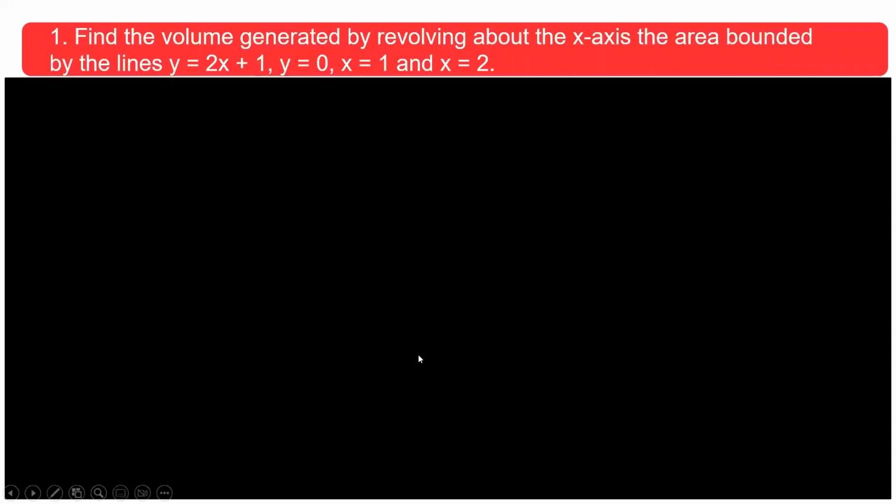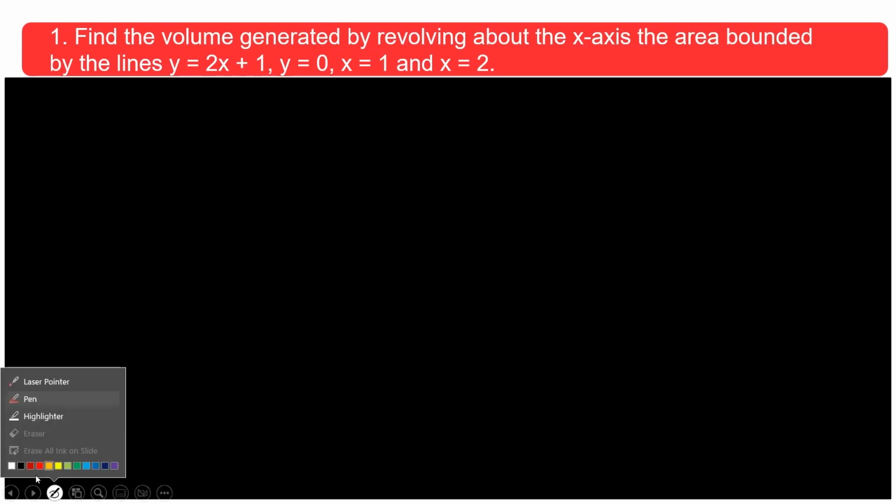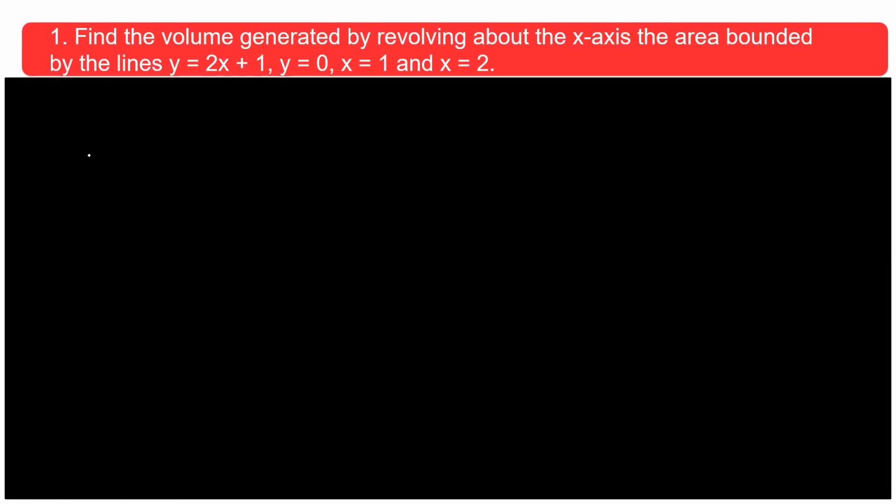Okay, so let's try this, guys. Find the volume generated by revolving about the x-axis the area bounded by the lines y equals 2x plus 1, y equals 0, x equals 1, and x equals 2. So I'll just use a white pen first. Let's just say this is 1, this is 2, this is 1, this is 2. When x equals 0, y equals 1. So when x equals 1, y equals 3.